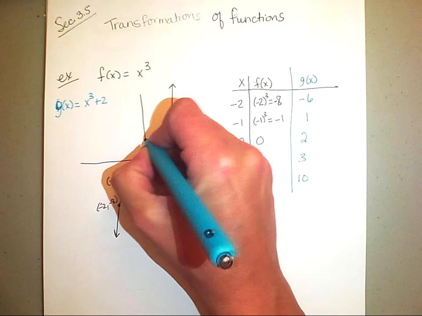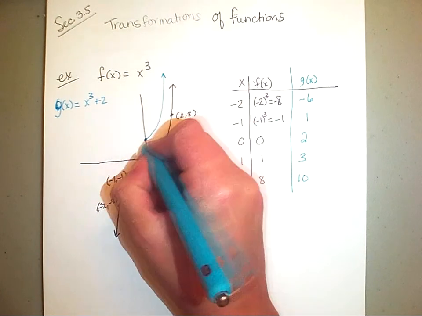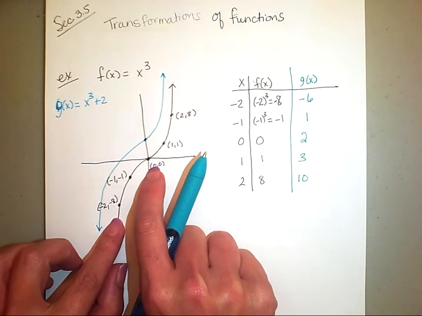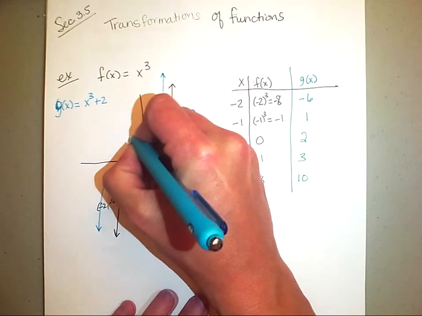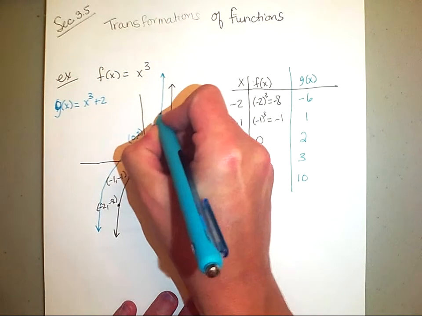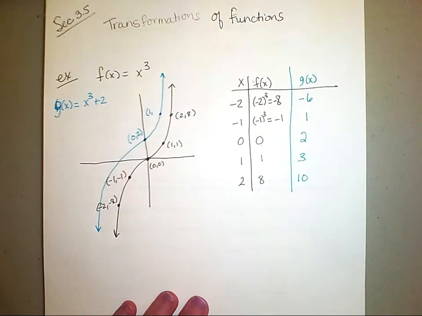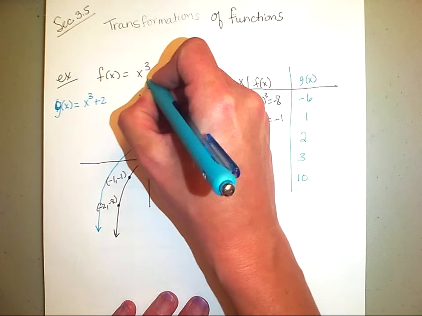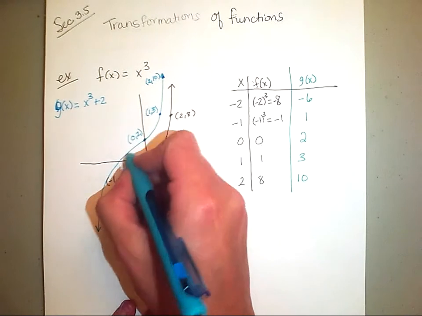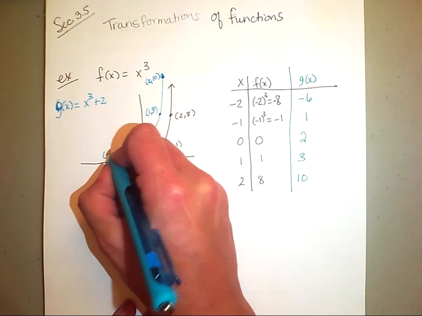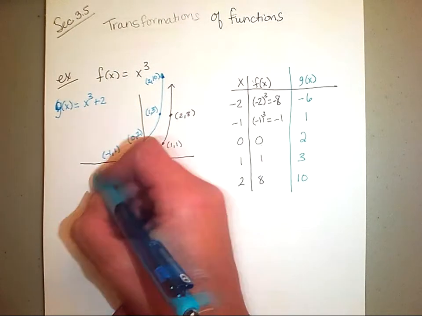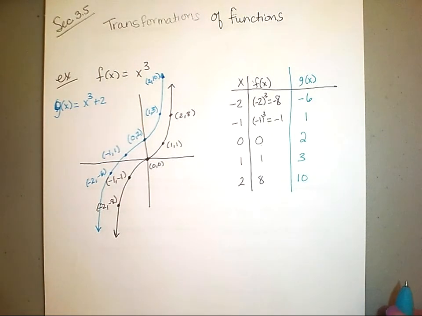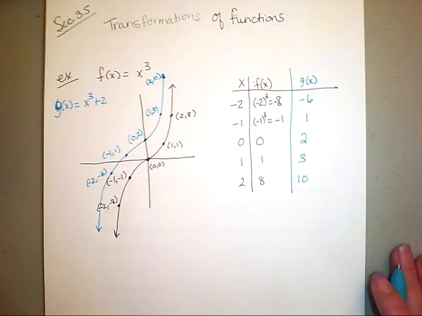So what that's done then is that the shape will stay the same, but every y value gets shifted up 2 units. So this is the point 0, 2, and this is the point 1, 3, and way up here is 2, 10. Here we have negative 1, 1, and here we have negative 2, negative 6. Okay. So notice these are not to scale. I just labeled them to make it true.